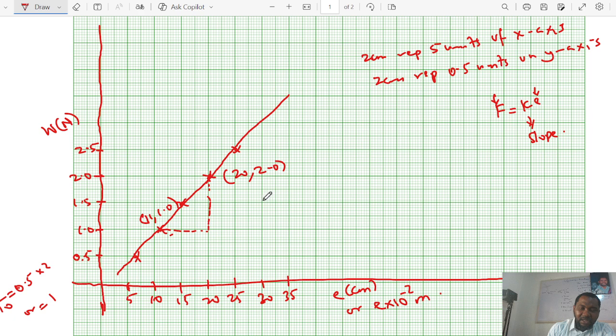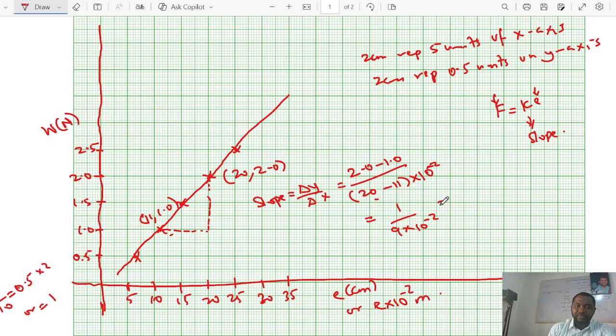So my slope is supposed to be equal to the change in y over change in x. So that's y2 minus y1 over x2 minus x1. So that's going to be 2.0 minus 1.0, that's for the weight, divided by 20 minus 11. Now, this denominator, I'm going to multiply by 10 to the power minus 2. Remember that the extension here is 10 to the power minus 2 if it must be in meters. So 2.0 minus 1.0 is 1. 20 minus 11 is 9. So this is 9 times 10 to the power minus 2.